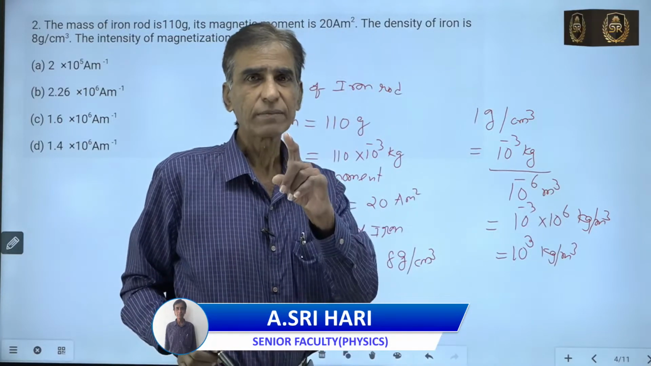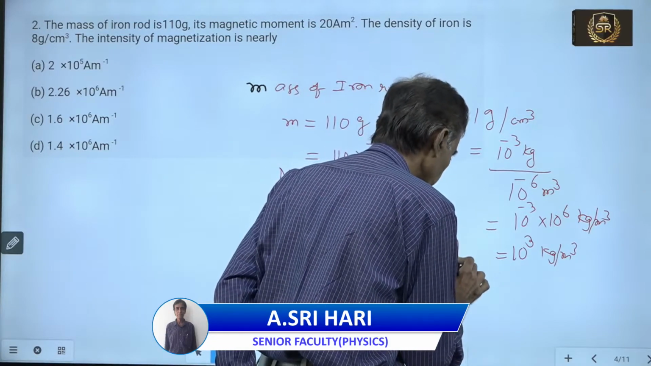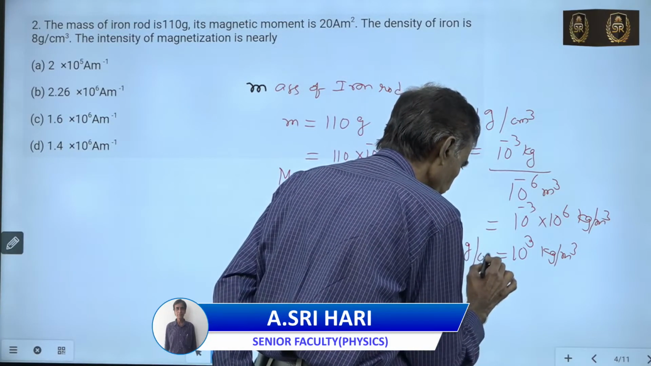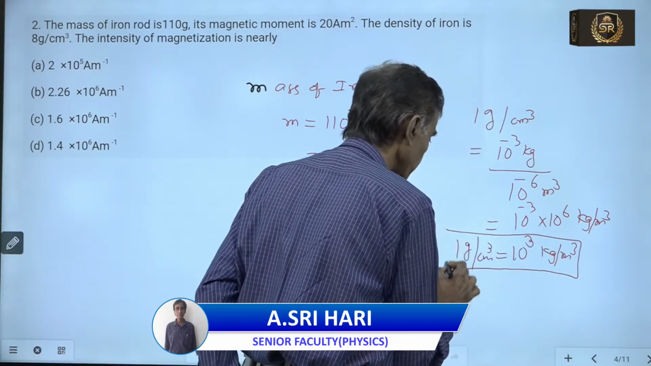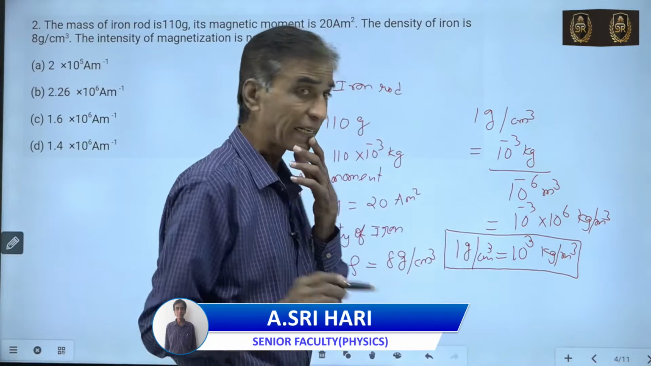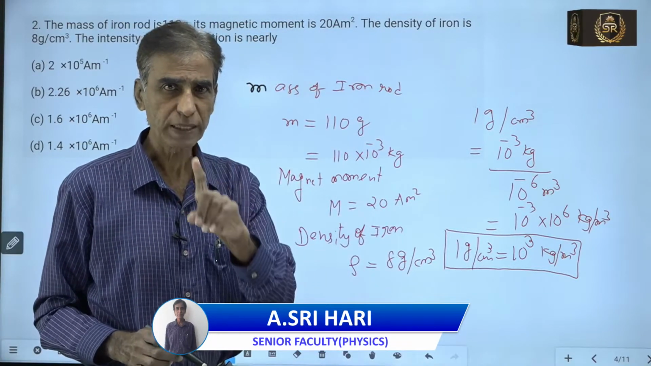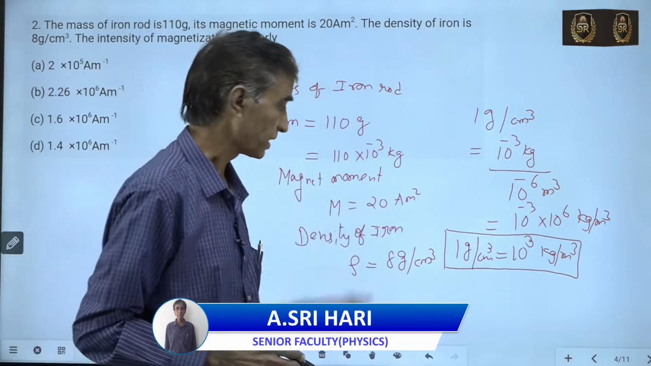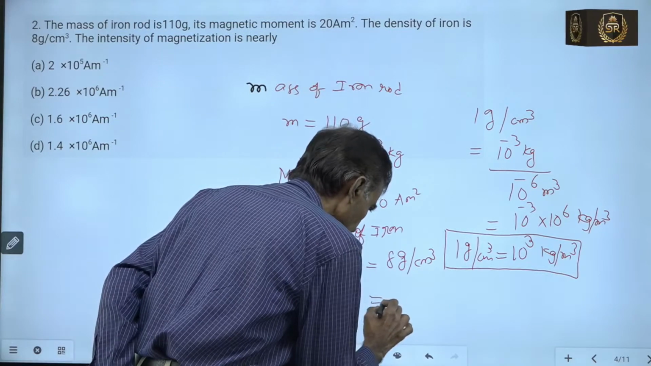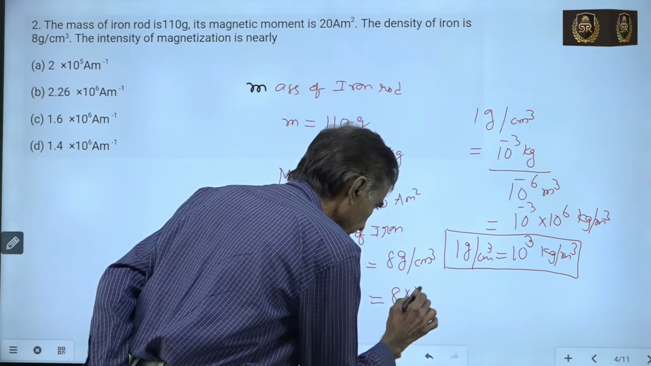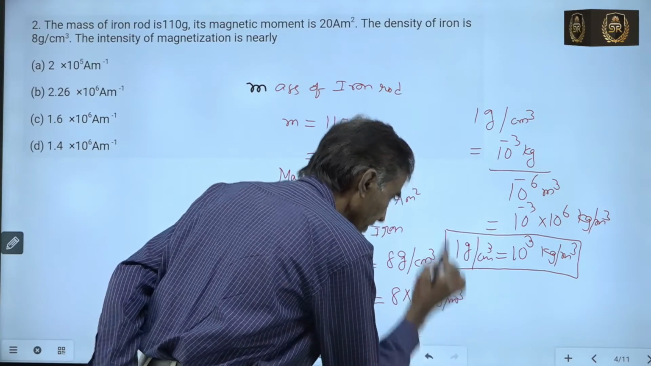So 1 gram per cm cube, please keep this in mind. Sometimes they will write cc also. 1 gram per cc equal to 10 power 3 kilogram per cubic meter. So that is our relation. So what you have to do now? 8 into 10 power 3 kg per meter cube.